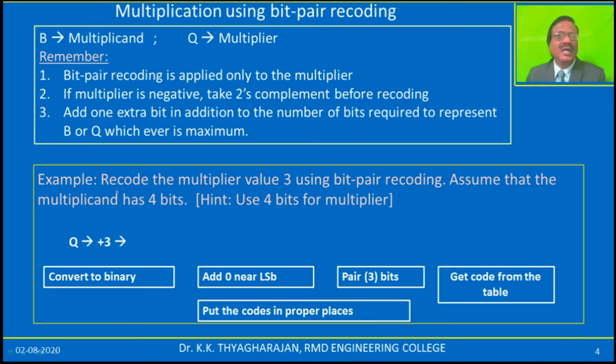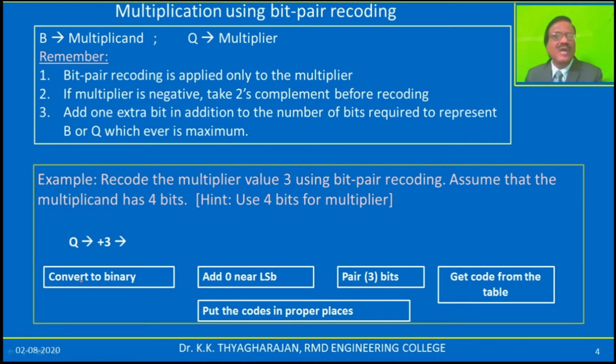Now, in this example, recode the multiplier value 3 using bit pair recoding. To represent 3, you need only 2 bits, 1, 1. But assume that the multiplicand has 4 bits. That means the multiplier should also use 4 bits to represent 3. In addition to that, for recoding, you have to add one more bit. So the multiplier Q should have 5 bits. We will see the procedure for that.